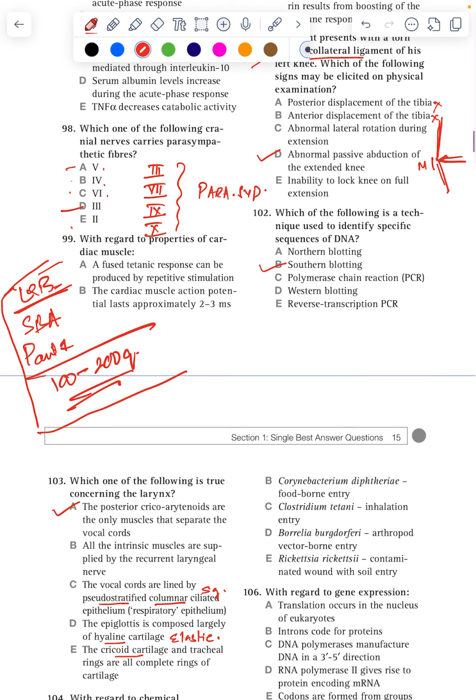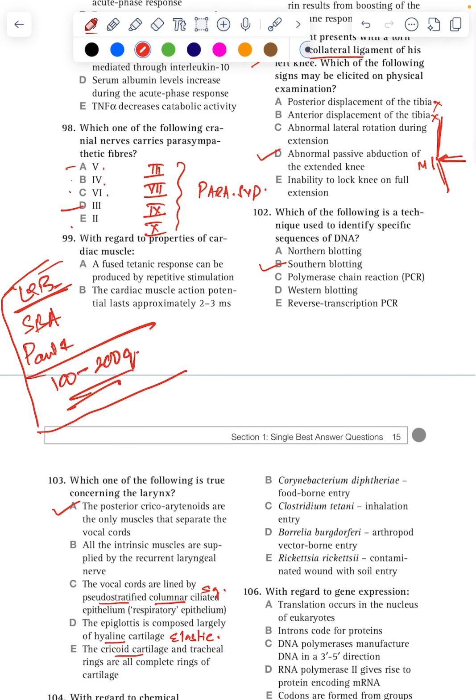That is the answer. Which of the following is a DNA sequence technique? So this is the DNA sequence, southern blotting test.